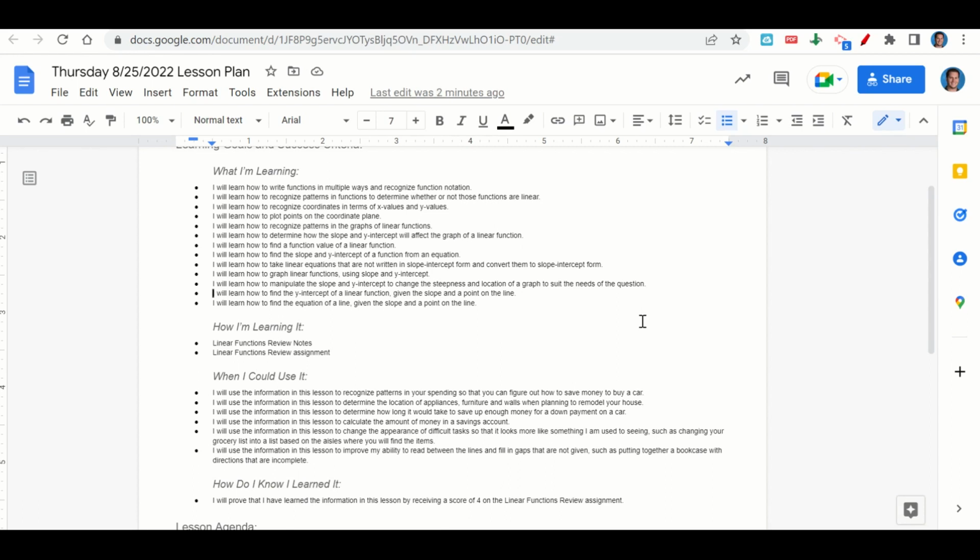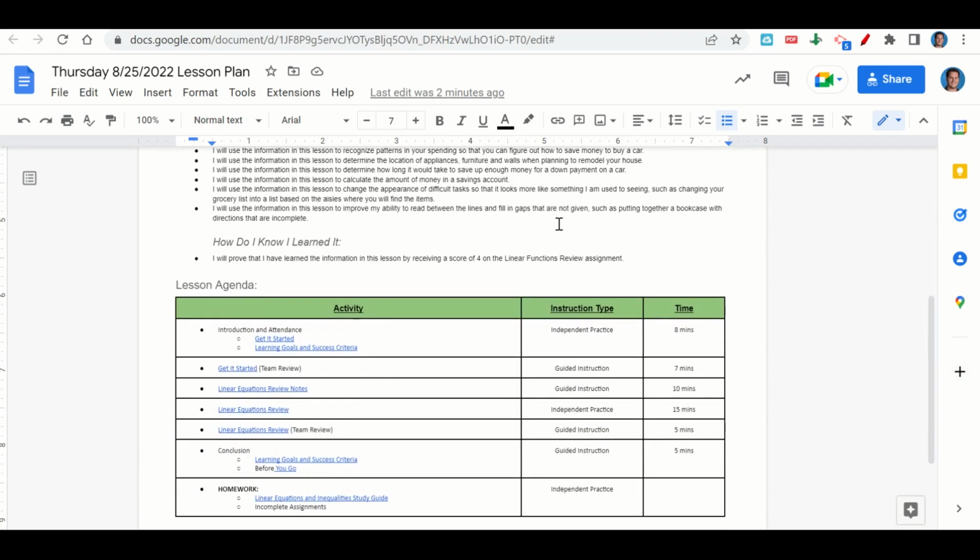in a savings account, to change the appearance of difficult tasks so that it looks more like something you are used to seeing, such as changing your grocery list into a list based on the aisles where you will find the items, and to improve your ability to read between the lines and fill in gaps that are not given, such as putting together a bookcase with directions that are incomplete. How do you know you learned it? By getting a score of 4 on the linear functions review assignment.